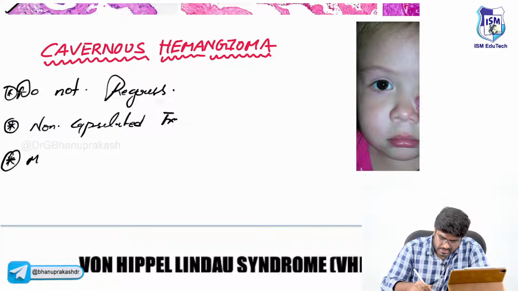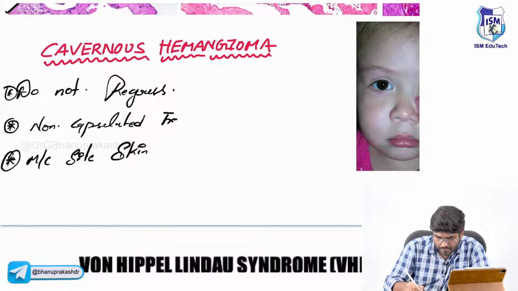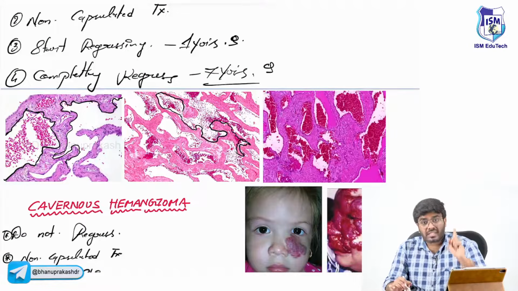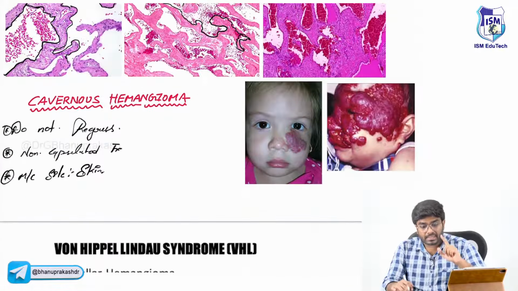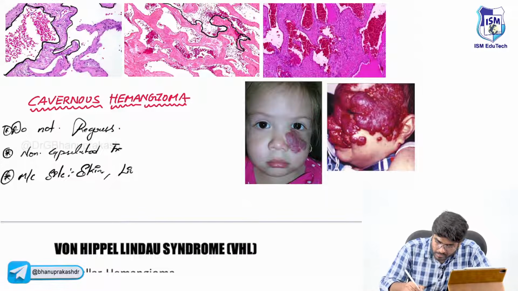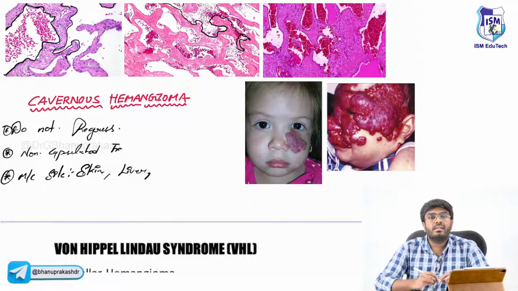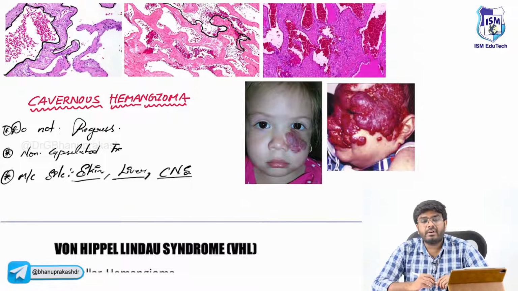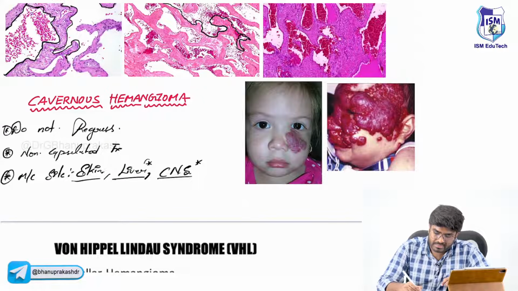What are the most common sites? Bone and skin. See, even the capillary hemangiomas are also going to occur in the skin. But here something important, skin, liver involvement will be seen, sir. So even in liver, this cavernous hemangiomas can be seen, and even in the central nervous system. So organ involvement. Most common sites are skin, liver and central nervous system. MCQ.